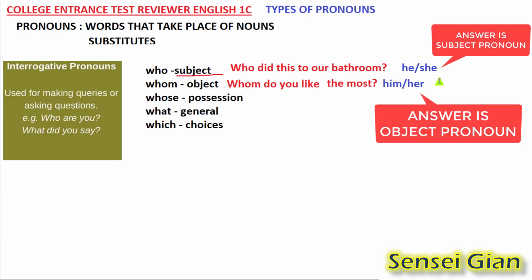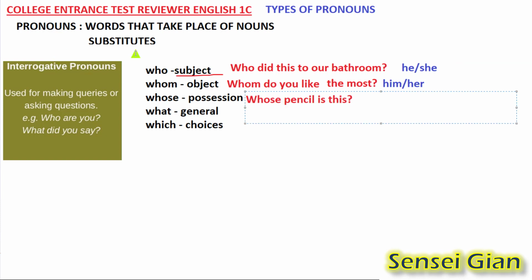Subject, object. So that is a good tip to differentiate who and whom, because lots of people get confused with that. So how about whose? Whose pencil is this? Who owns this pencil?